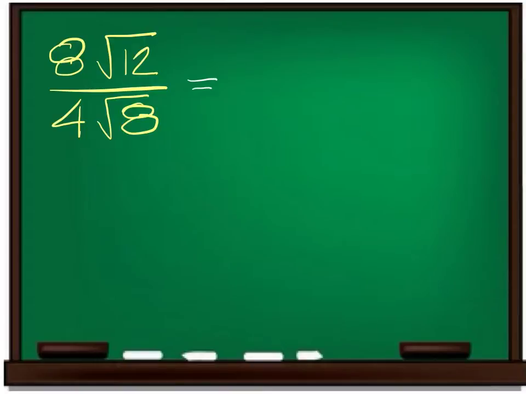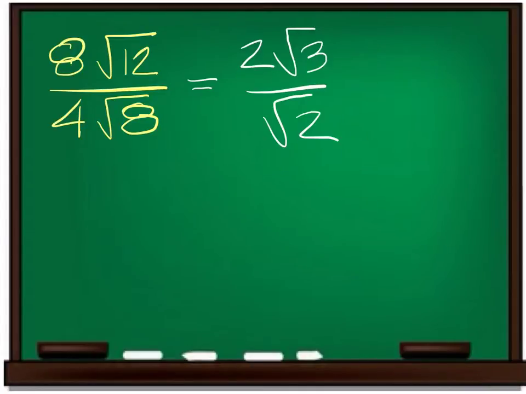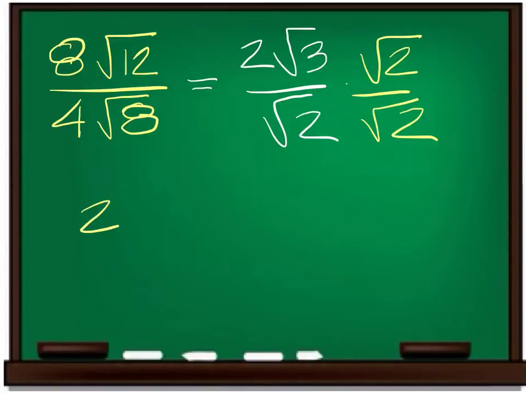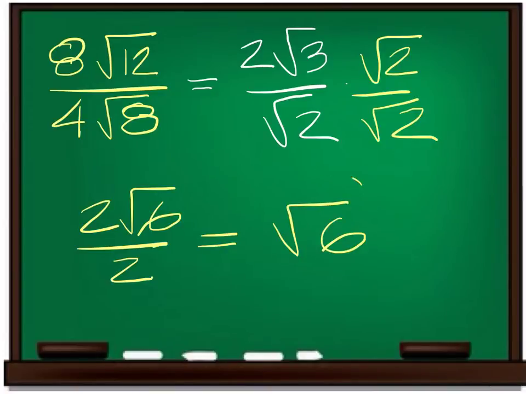You can simplify this before you do any multiplication. 8 over 4 is 2, and then square root of 12 over square root of 8 is going to be the same thing as square root of 3 over square root of 2. You can divide both by 4. Now you can multiply the top and the bottom by the square root of 2 to get 2 square root of 6 over 2. The 2's cancel out, so it's only square root of 6.